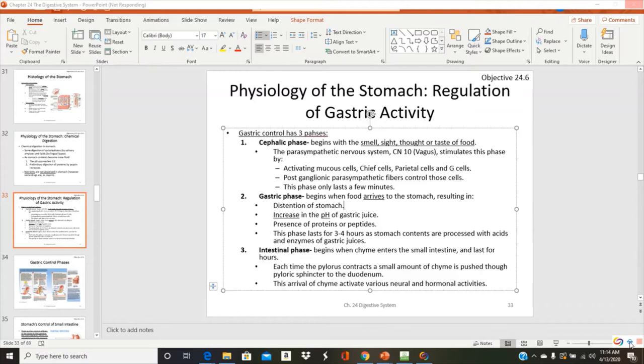Now, but it only lasts for a few minutes. So if you have the willpower, just know the cephalic phase only lasts for a little bit. Yeah, it's all in your brain. It's all in your head. It'll be over after a few minutes. If you have that willpower, you can survive it.